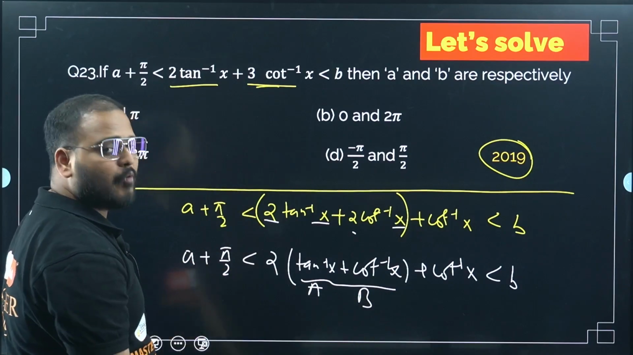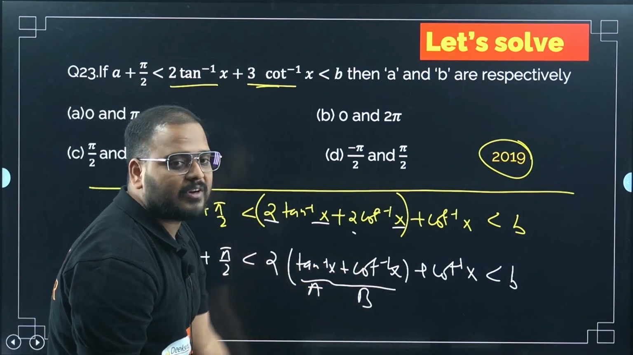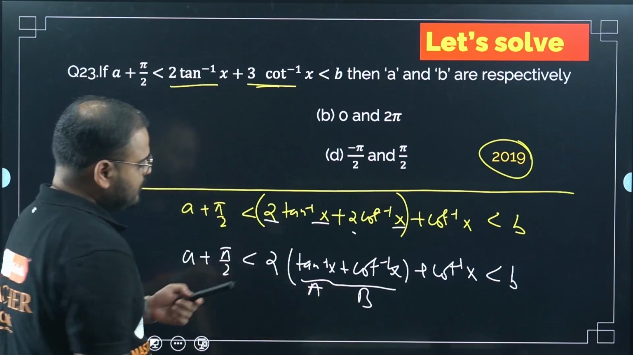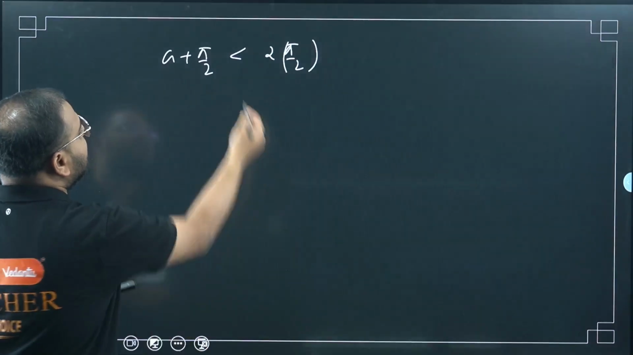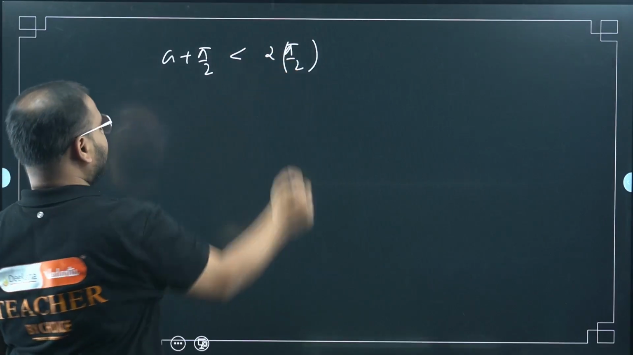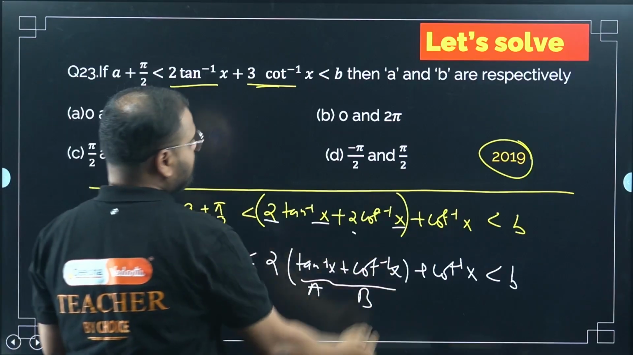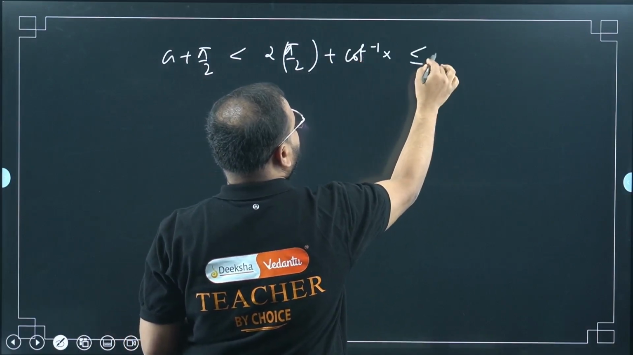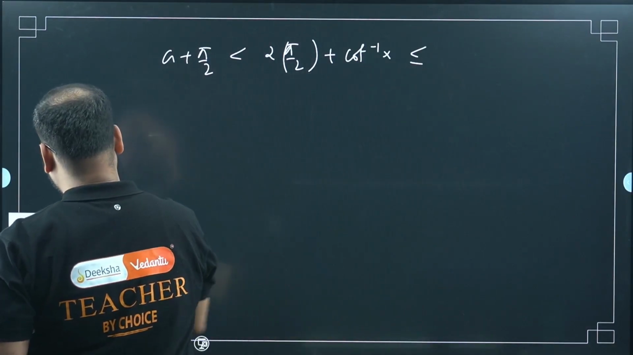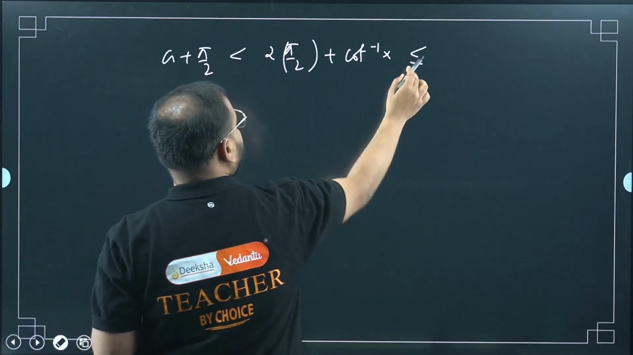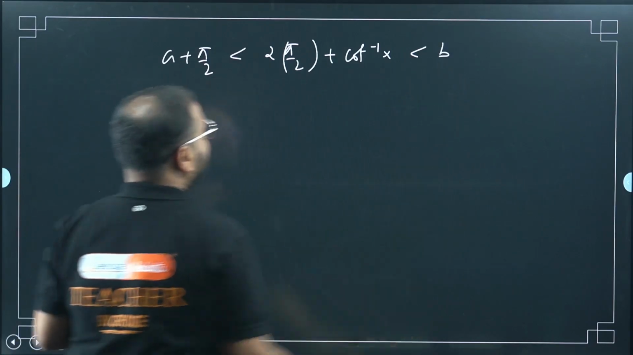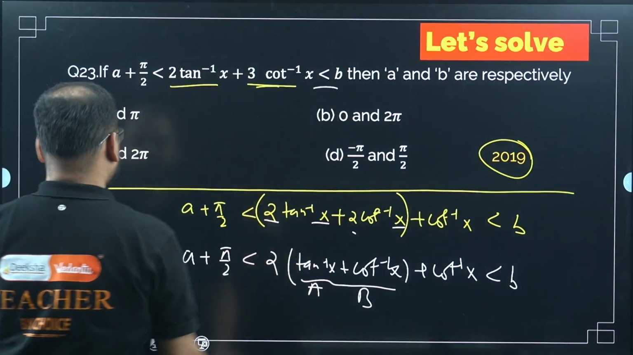So A plus B will be what? When are tan inverse and cot inverse with x and x? When they are complementary, so A and B. So A plus B will be 90. So I've written it as A plus B as pi by 2 times 2. Hope you can see that. Plus cot inverse of x is less than, not equal to. Have they given equal to in the question? We'll check now. No sir, they are not given. Okay, so not equal to.